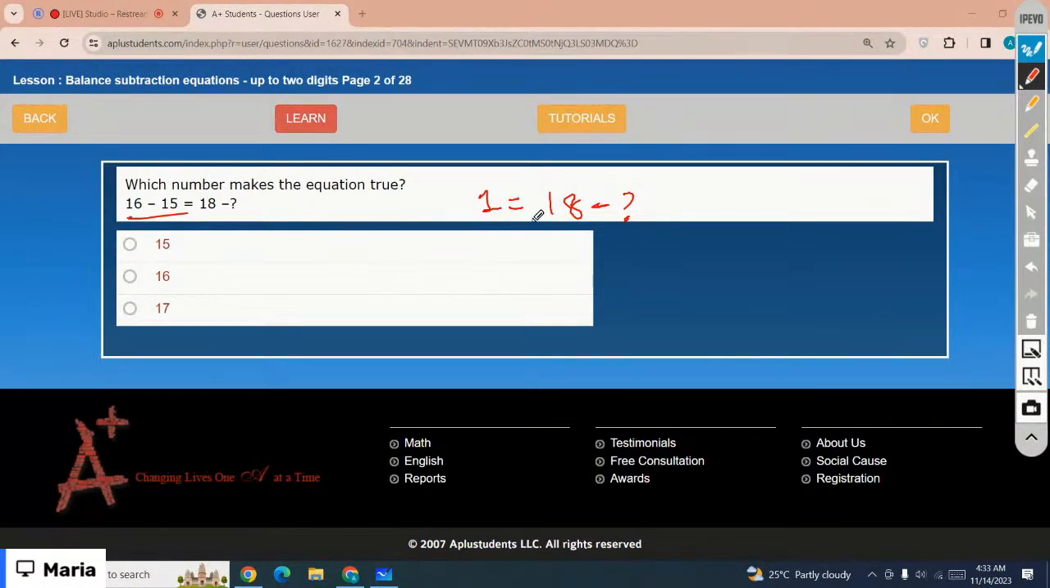Yes, that is 18 minus 17. When you subtract 17 from 18, you have the answer 1. That means 17 is the number that can keep this equation balanced. Got it? So the correct option is 17.